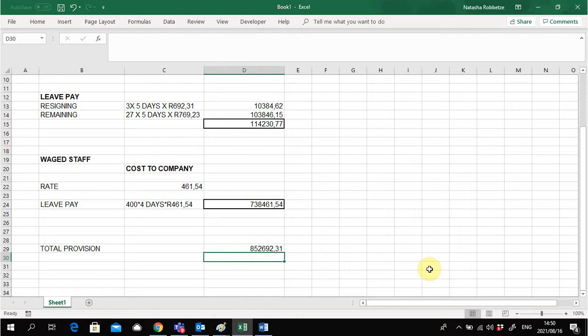I think it's important to avoid running once we have not even crawled. So I think this is a very good example of what is basically expected of you to understand in terms of a leave pay provision.